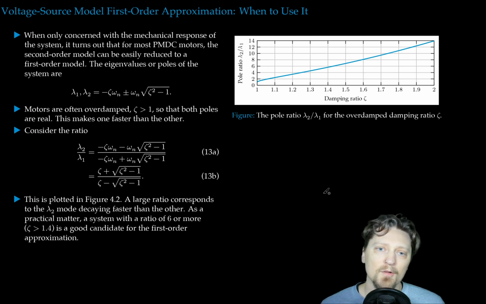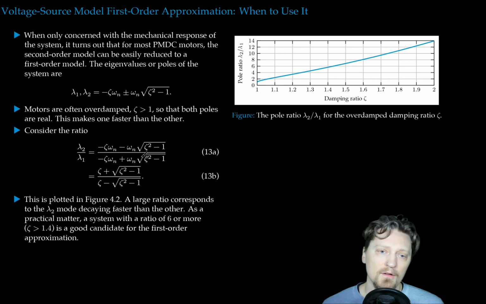When only concerned with the mechanical response of the system, it turns out that for most PMDC motors, the second order model can be easily reduced to a first order model. The eigenvalues or poles of the system are given here to be lambda 1 and lambda 2 in terms of the damping ratio zeta and the natural frequency omega n. Motors are often overdamped, zeta greater than 1, so that poles are real. This makes one faster than the other.